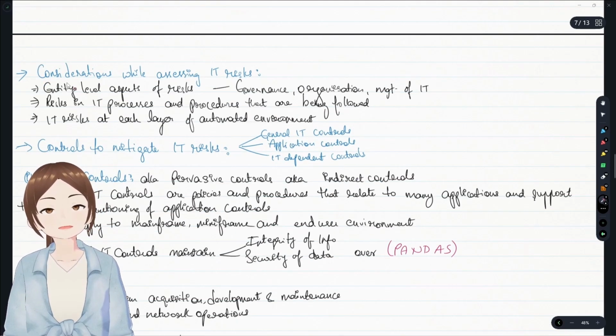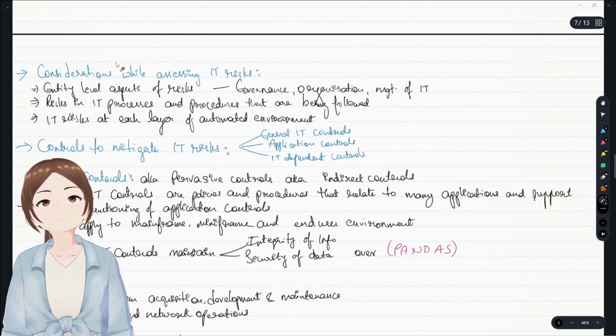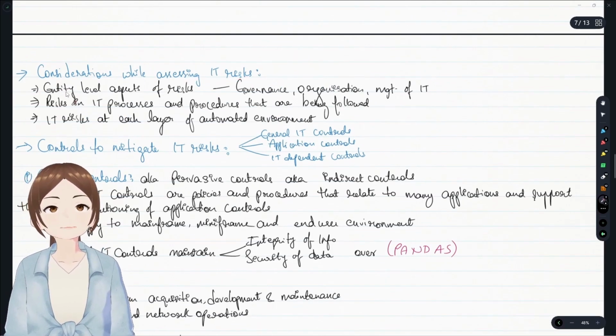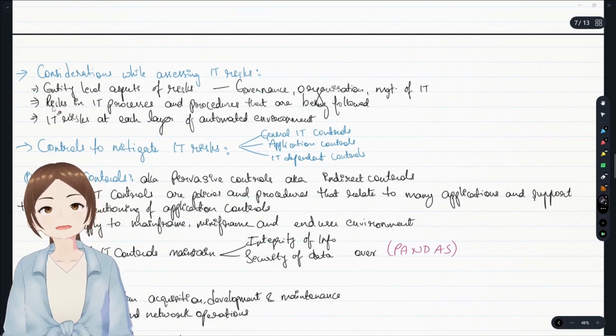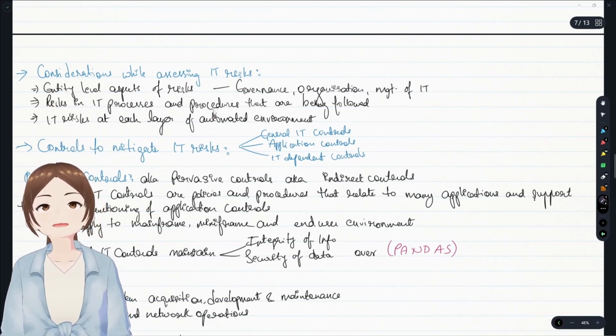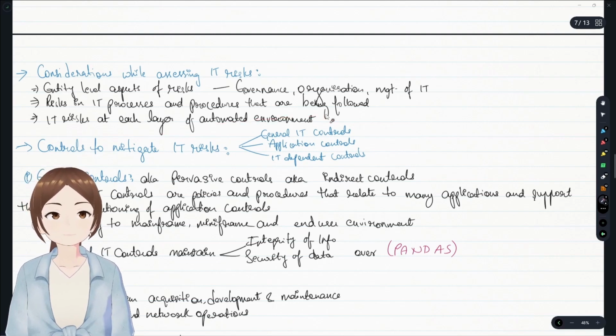It's like mitigating, not eradicating. Consideration while assessing the risk assessment: entity level aspects of risk, like governance, organization, and management of IT; risk in IT processes and whether procedures have been followed; and IT risk at each layer of the automated environment.